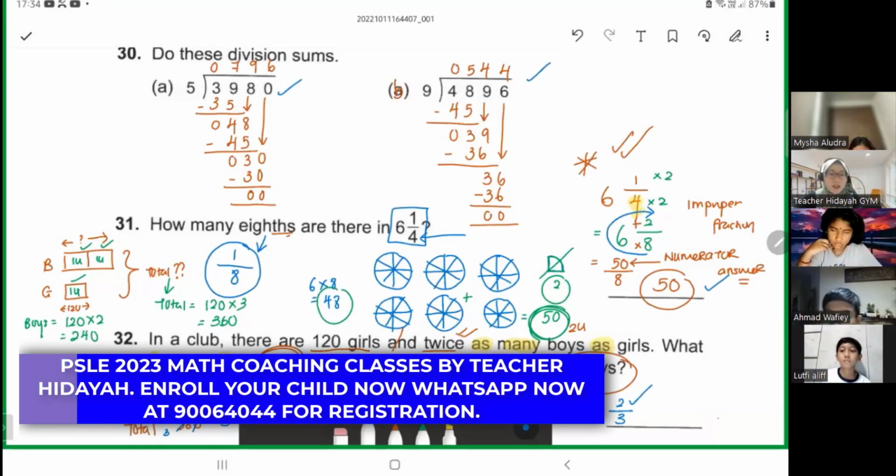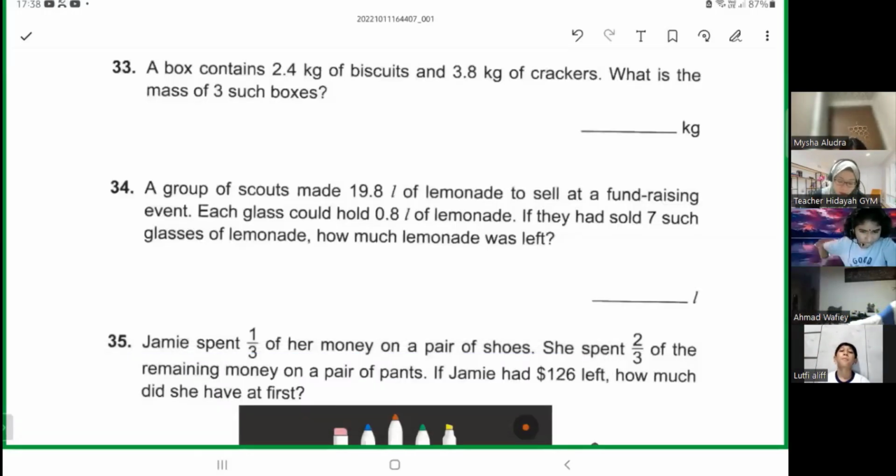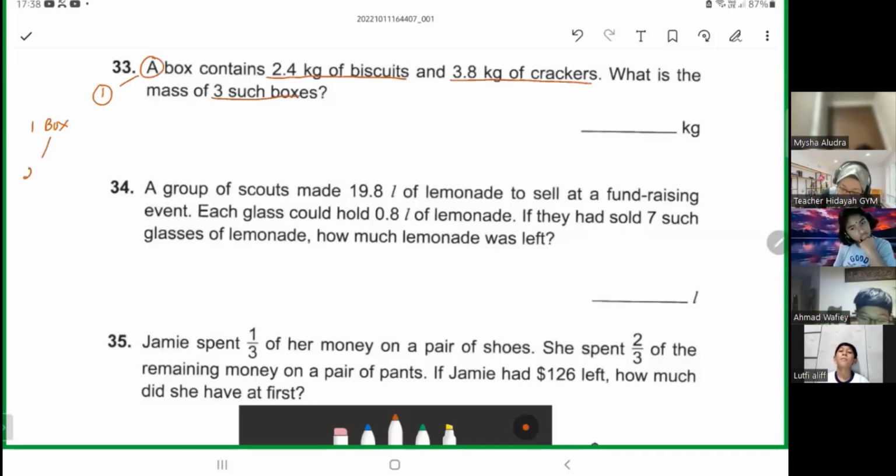Mark. Let's do your corrections now. 33. A box contains 2.4 kg of biscuits and 3.8 kg of crackers. What is the mass of 3 such boxes? Means in 1 box, I have 2.4 kg of biscuits and 3.8 kg of crackers. That is 1 box. So what is the total mass for a box?